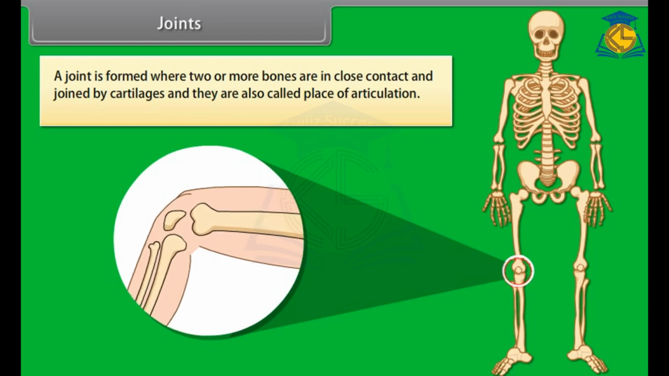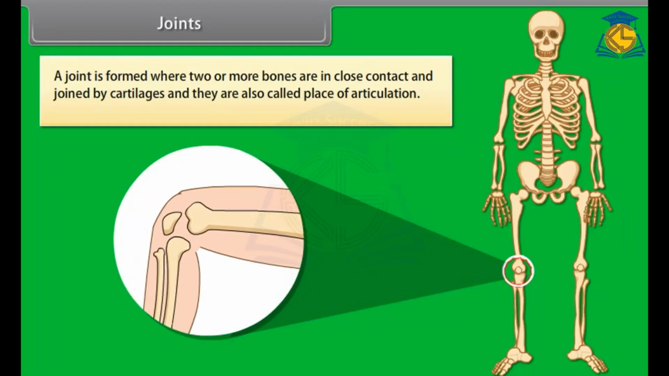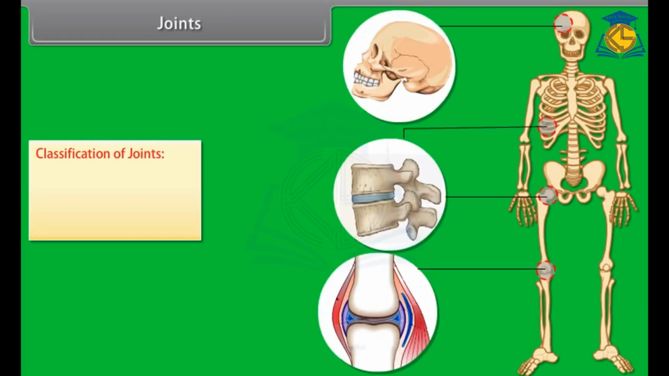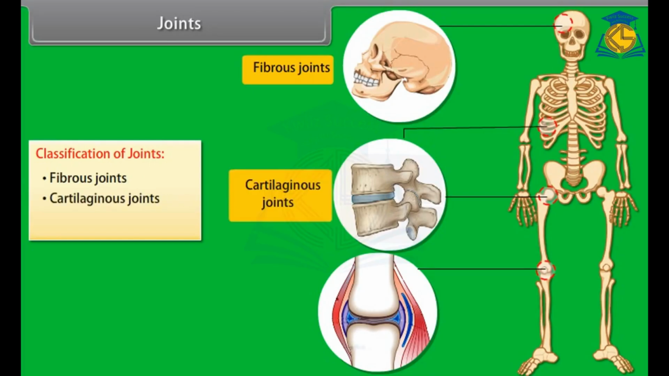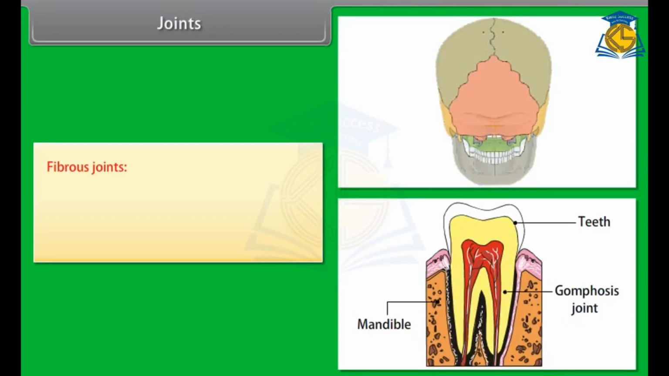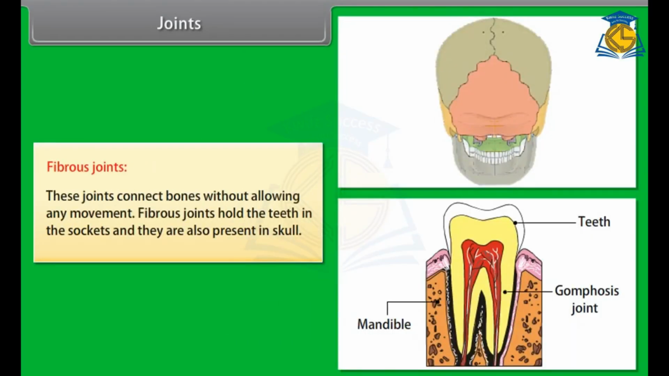Joints. A joint is formed where 2 or more bones are in close contact and joined by cartilages, and they are also called places of articulation. Classification of joints: fibrous joints, cartilaginous joints, and synovial joints. Fibrous joints connect bones without allowing any movement. Fibrous joints hold the teeth in the sockets, and they are also present in the skull.